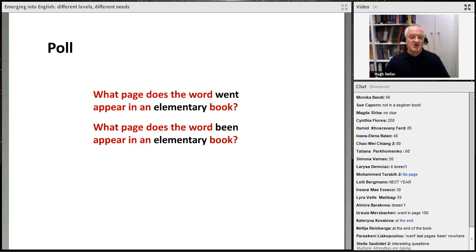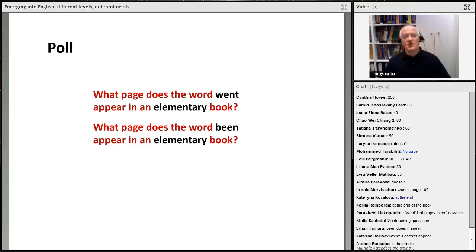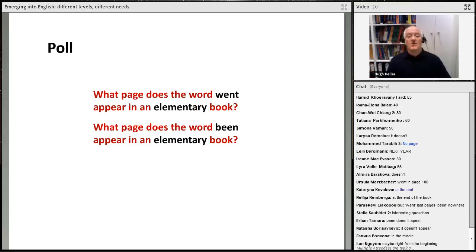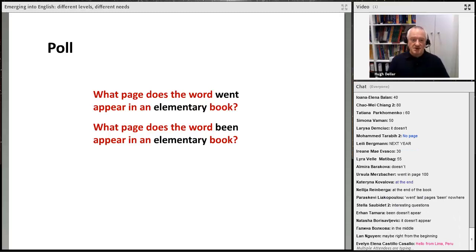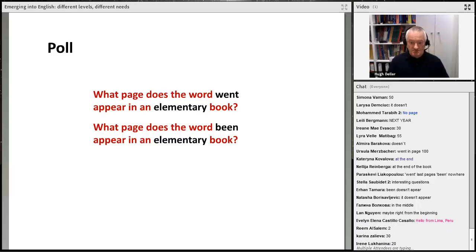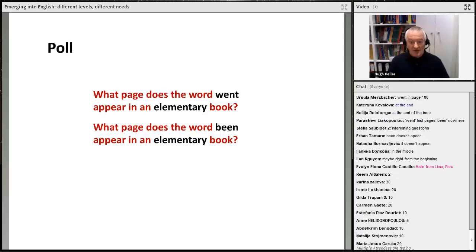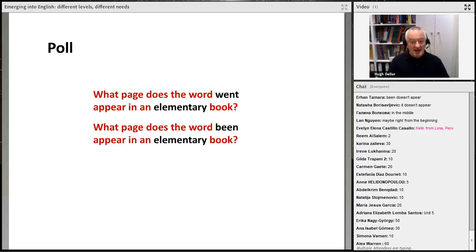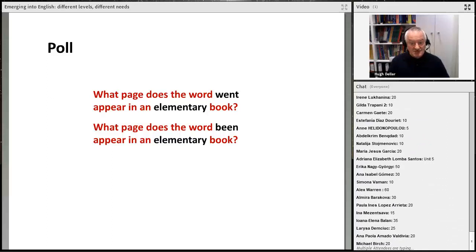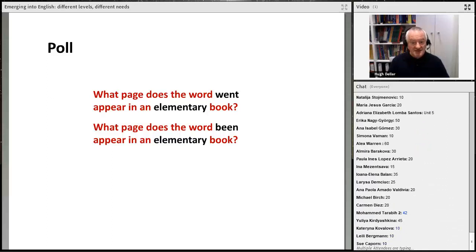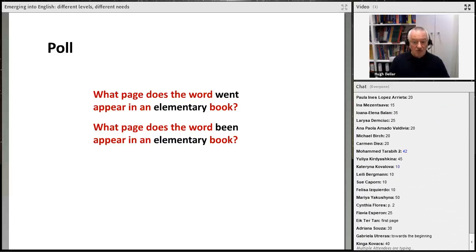Okay, so another quick question. Imagine you've moved up a level, you've managed to scrape through beginner level and you're in elementary. Which page do you think the word went appears on in an elementary book? Maybe right from the beginning. Well, that is a logical kind of idea. Page 5, page 10, unit 5, page 30, page 15. Interesting, you're all going for lower numbers here.